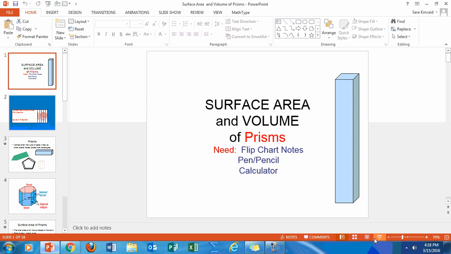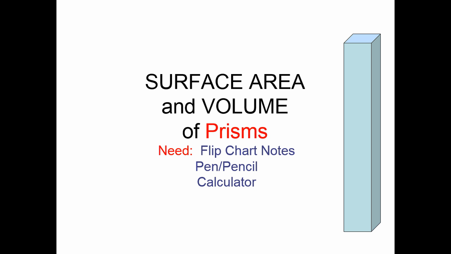Hello, ladies and gentlemen. Today we are going to focus our attention on just one type of solid, and that is a prism. We're going to be looking at both the surface area and the volume for this figure. You're going to need your notes as well as something to write with and a calculator because we're going to be dealing a lot with calculations and formula use, okay?